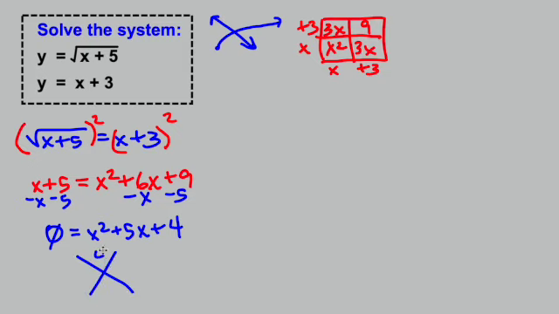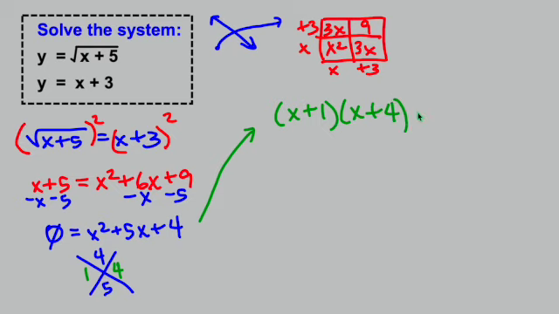I've got my 4 and I've got my 5. So what multiplies to be 4? It's either going to be 1 and 4 or 2 and 2. And it's going to be 1 and 4 because 1 plus 4 is 5 and 1 times 4 is 4. So this is going to factor into x plus 1 and then also x plus 4. Which means, using the zero product property, x is going to have to be equal to negative 1, or x is going to be equal to negative 4.